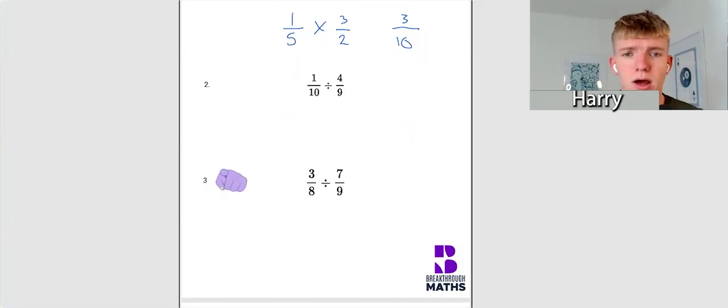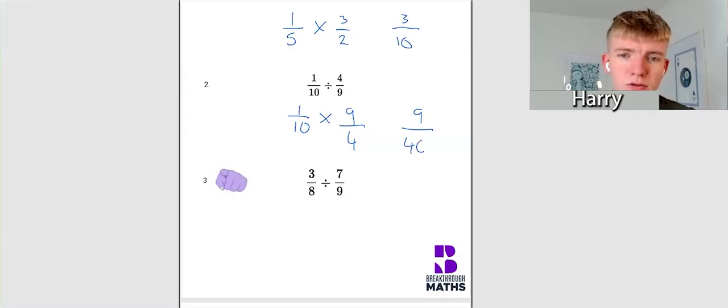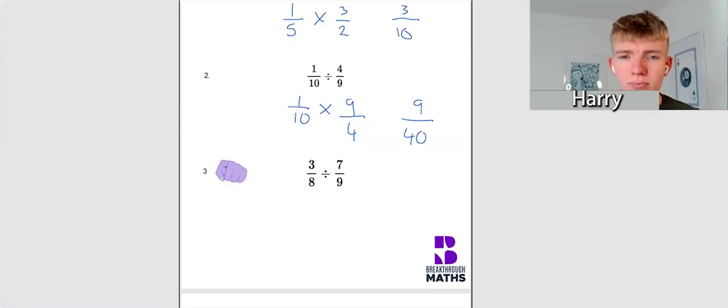My apologies. We're going to do the same thing here. Keep this first one 1/10, change that to a multiplication sign and flip this last fraction. So we got 1 times 9 to give us 9, 10 times 4 to give us 40, 9 over 40, and that cannot be simplified.